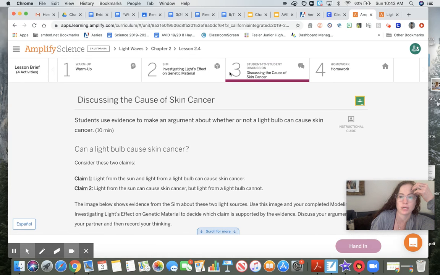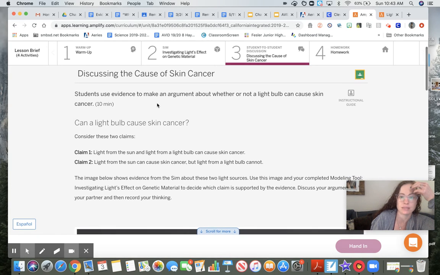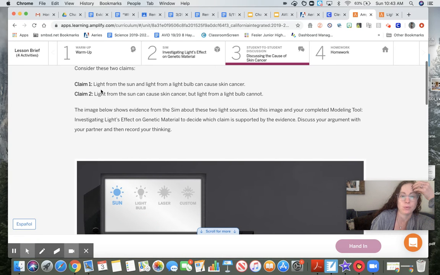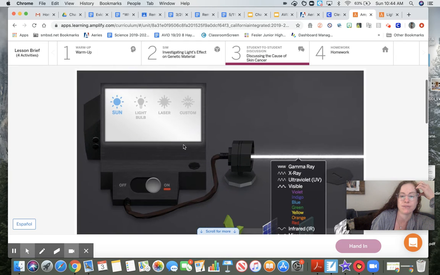So 2.4 part 3, and we are using evidence to make an argument about whether or not a light bulb can cause skin cancer. So we have two claims. Claim 1 is saying that light from the sun and the light from the light bulb can cause skin cancer. So that's saying that both can. Claim 2 is that the light from the sun causes skin cancer, but the light from the light bulb cannot. All right, so we're going to use the evidence here.